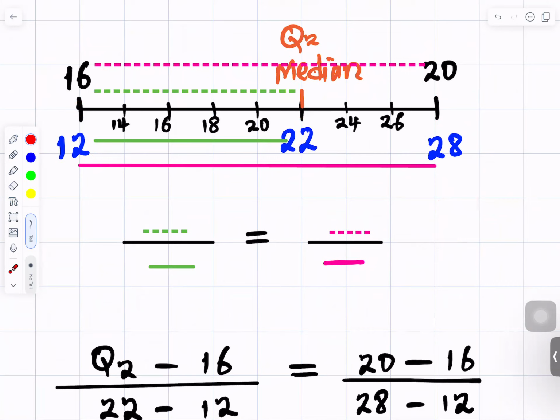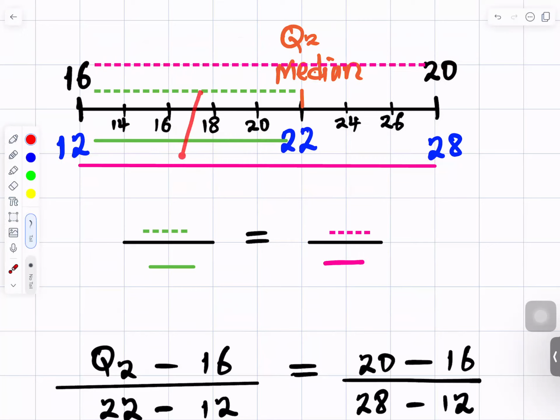So we know if you divide this equally, you don't have to do this in an exam, 2, 4, 6, 8, 10 goes all the way to 28. So 14, 16, 18, 20, 22, 24, 26, 28. We know the 22nd, but how do we find this median part? We use something to compare. If you look at the distance, we compare the green dotted line at the top, from 16 to the Q2, divided by the distance from 12 to 22, the green solid line. It should be equal to the pink dotted line divided by the pink solid line. This helps you to work that out.